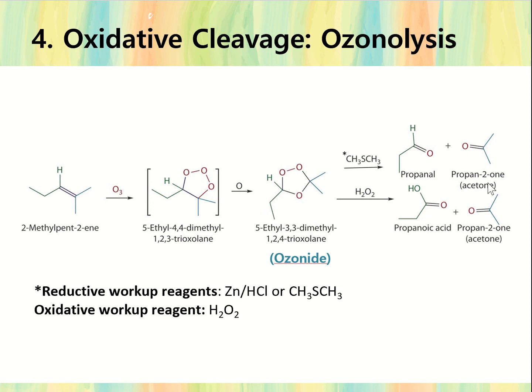And here we're seeing a variety of products because we have 2 different workups, right? So we have an oxidative workup in the form of hydrogen peroxide, and we have a reductive workup in the form of zinc HCl, or the sulfur dimethyl sulfide seen here, right? So this is the reductive workup, and the product will vary depending on which workup ends the process.